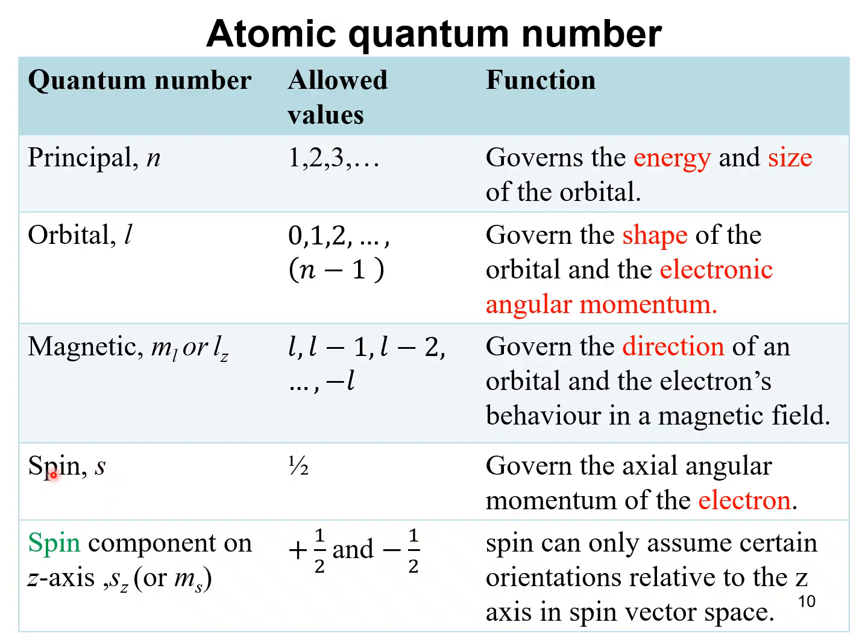After that, we have the spin for the electron. So we have the spin quantum number S. The value of S is 1/2, and this will govern the axial angular momentum of the electron. And lastly, we have the spin component on the z-axis, given the label Sz or Ms. This spin can only assume certain orientations relative to the z-axis in the spin vector space. The value ranges from plus 1/2 to minus 1/2.